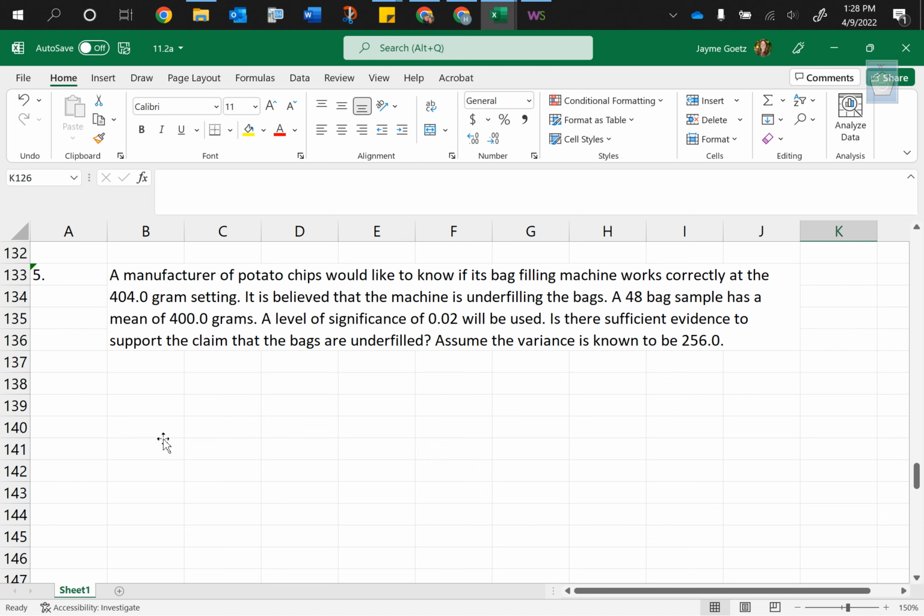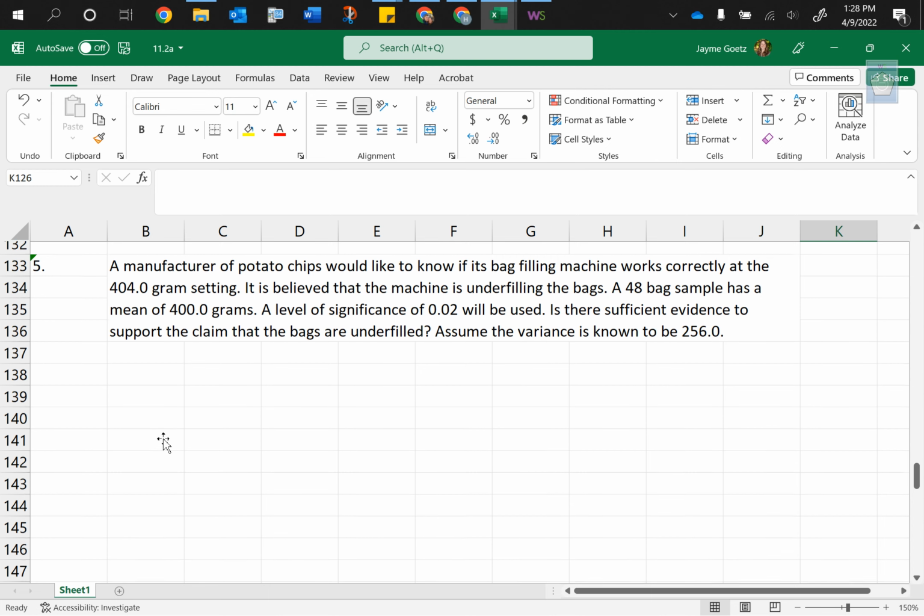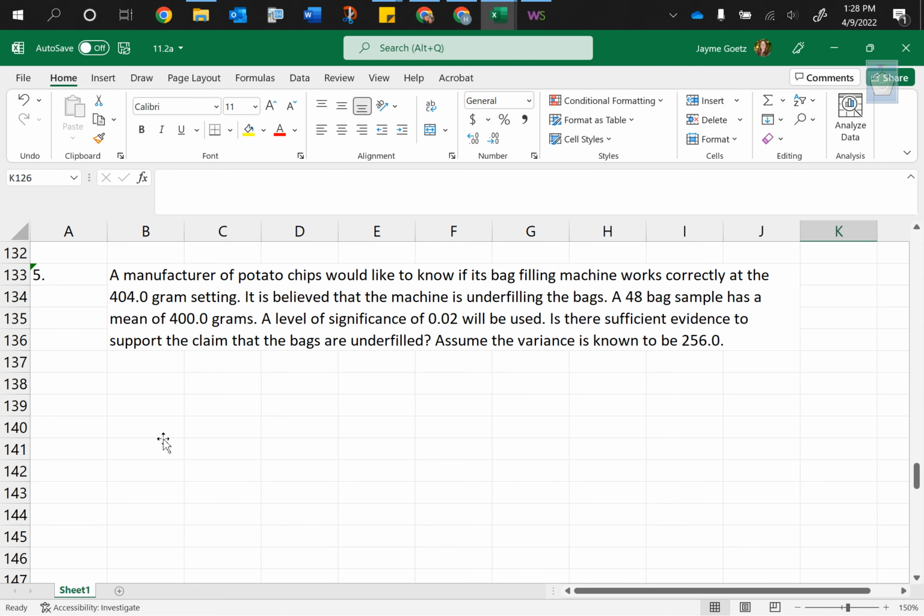Okay, on number 5. A manufacturer of potato chips would like to know if its bag filling machine works correctly at the 404 gram setting. It is believed that the machine is underfilling the bags. A 48 bag sample has a mean of 400 grams. A level of significance of 0.02 will be used. Is there sufficient evidence to support the claim that the bags are underfilled? Assume the variance is known to be 256.